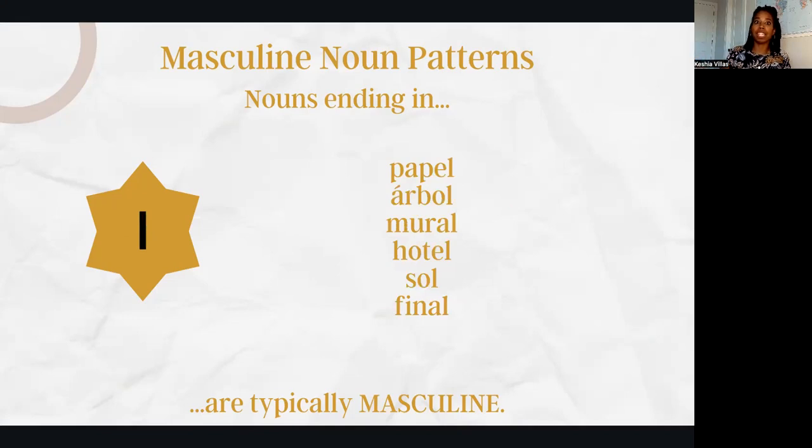All right, last but not least, we have our final masculine noun pattern, and it ends in L. Nouns ending in L are typically masculine as well. Papel, paper. Árbol, tree. Mural, mural. Hotel, hotel. Sol, sun. Final, last or final.